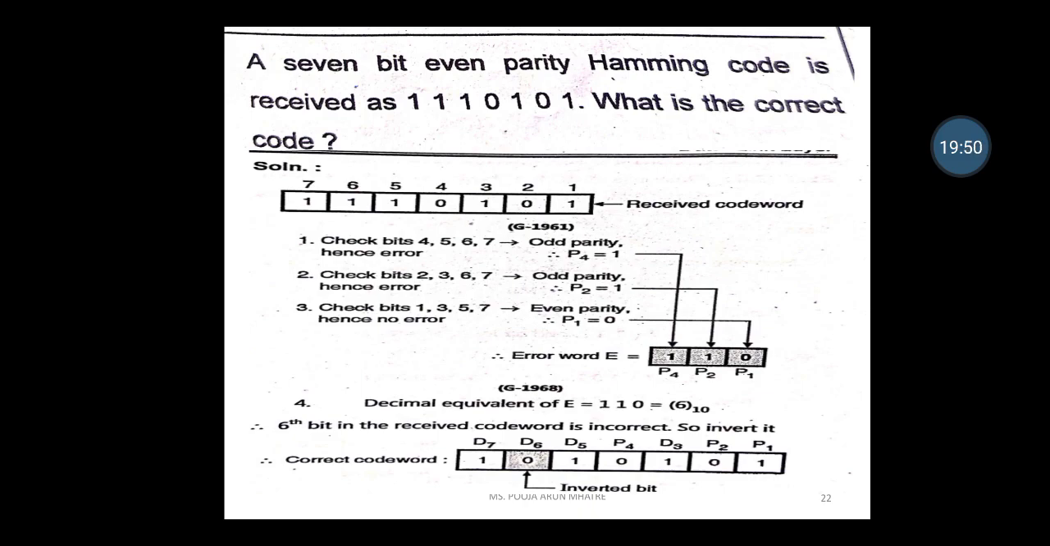So the decimal equivalent of 110 is 6. The decimal number is 6. The error occurs there. The 6th bit in the received code word is incorrect, so invert it and correct the code word. The sixth position is converted from 1 to 0, that is called an inverted bit.